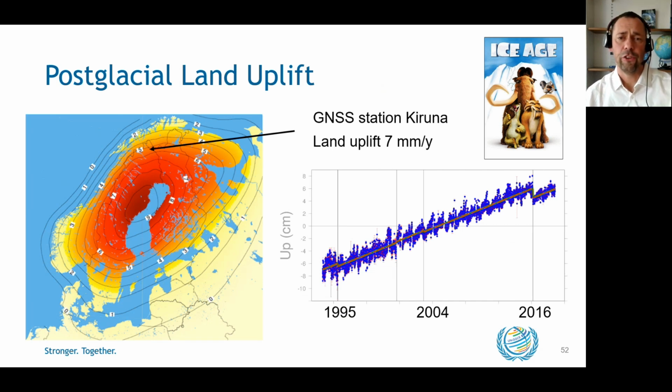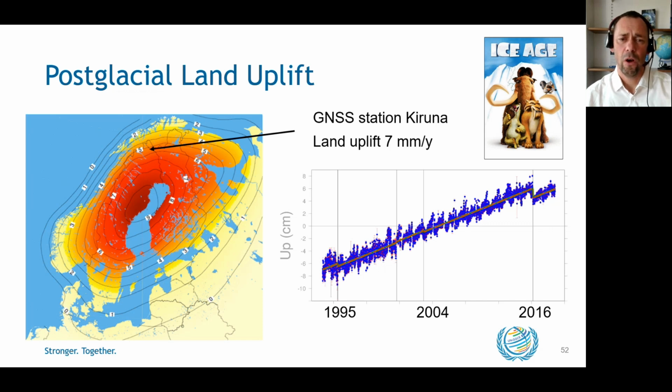During the ice ages, the huge mass of ice accumulated over Scandinavia pressed the Earth's crust down. After the ice melted, the elastic crust started to move back to its original position. This is what we call the postglacial land uplift. The red coloring in the figure on the left indicates the area of such land uplift over Scandinavia.